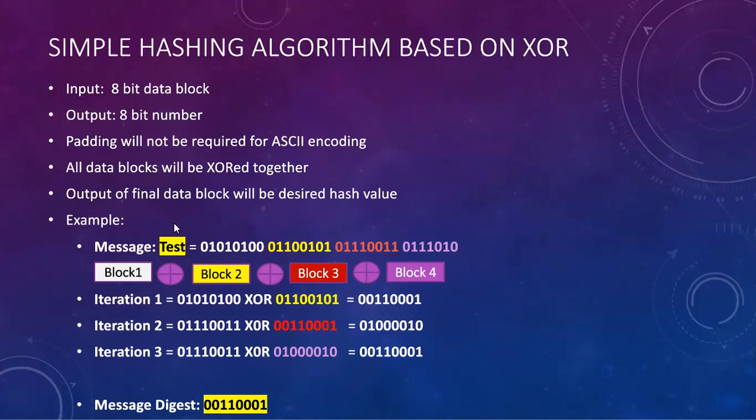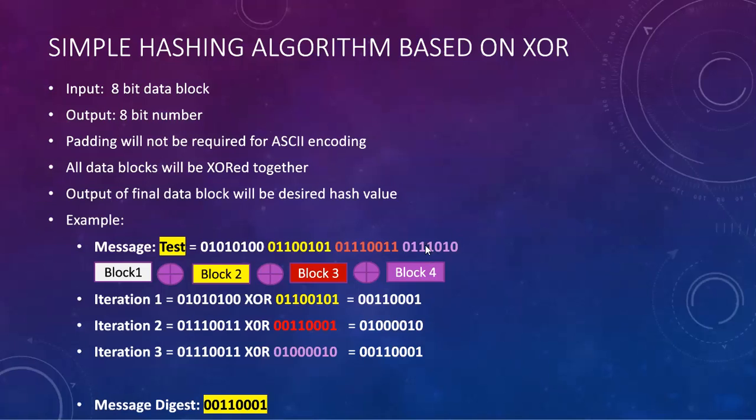So we have a small message consisting of the word test. Our first step would be to break it into multiple blocks. So we will get 4 blocks. The first block is the representation of T in ASCII. The second one is the representation of E in ASCII. The third one is the representation of S in ASCII. And the last block is the representation of T in ASCII.